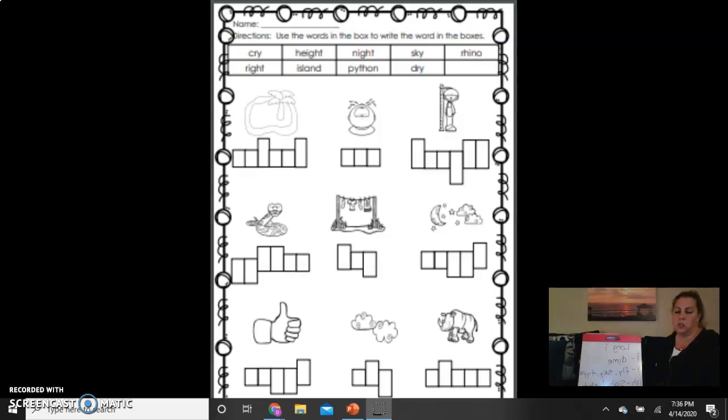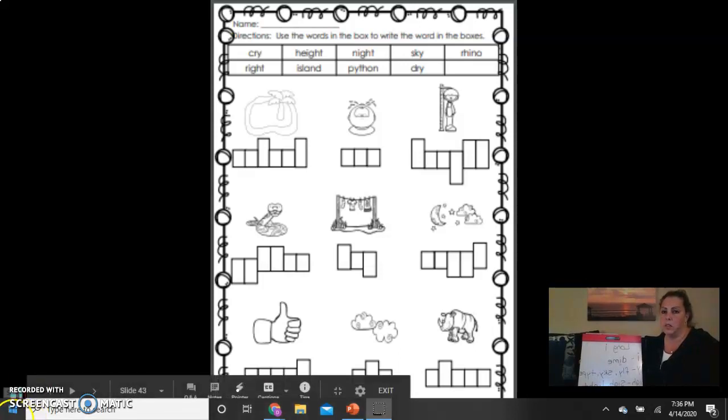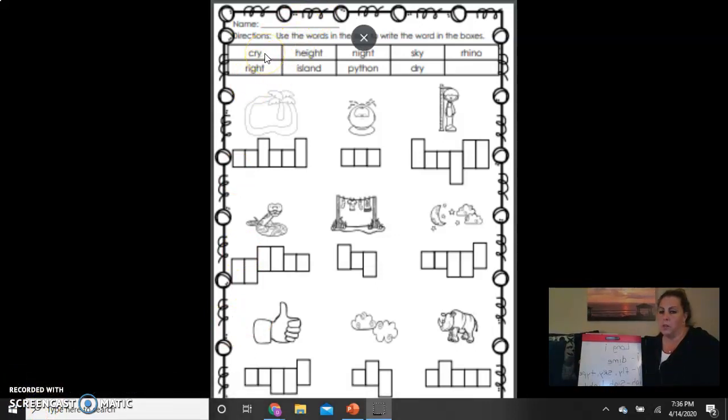So now we're going to look at our two activities for today. And the first one is you're going to take the words that are listed at the top. So we have the words cry, height, island, night, python, sky, dry, rhino, and right. And you're going to fill them in the appropriate places.